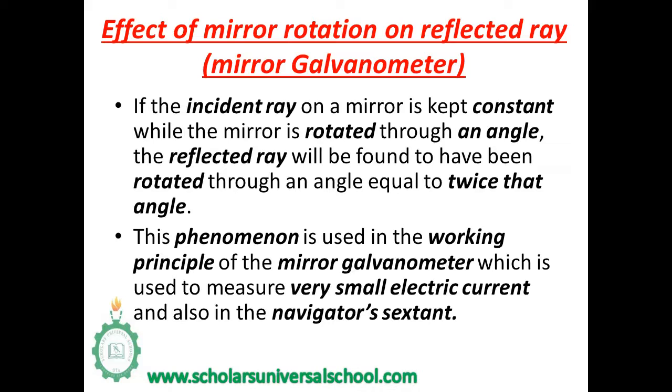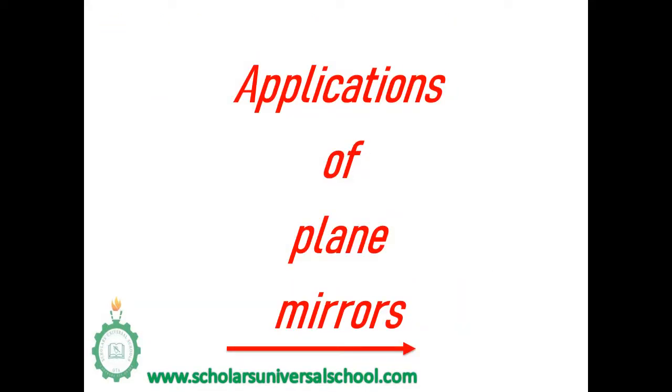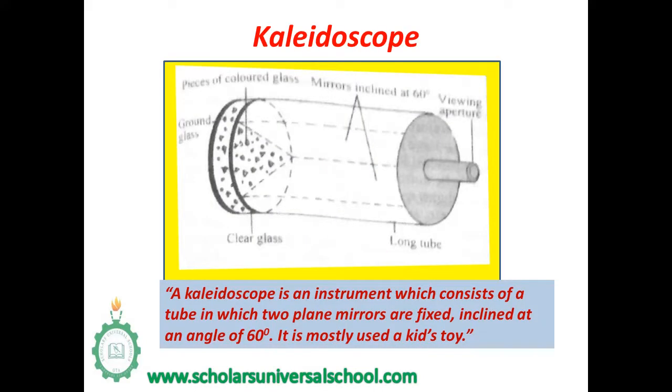Now, this phenomenon is used in the working principle of the mirror galvanometer. The mirror galvanometer is a type of device that is used to measure very small electric current using plane mirrors. So moving on, I'll be talking about applications of plane mirrors. The first one I'll be talking about is the kaleidoscope.